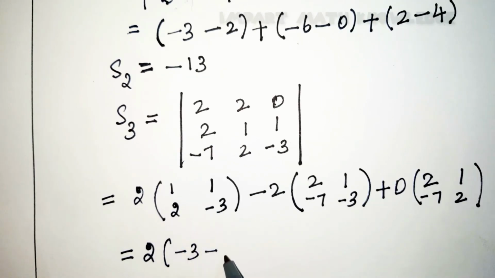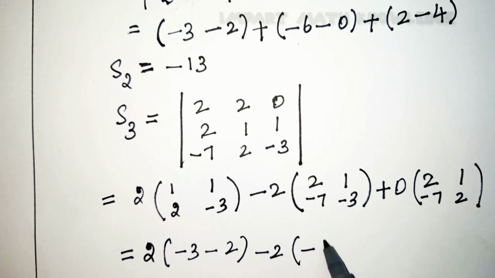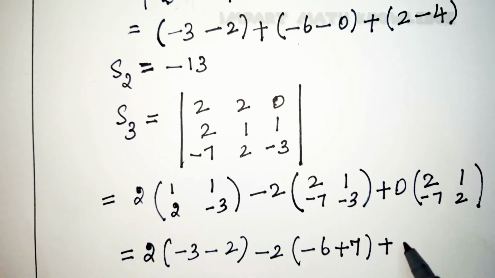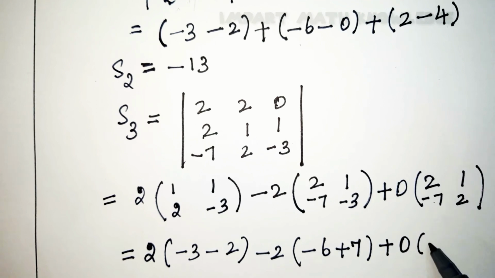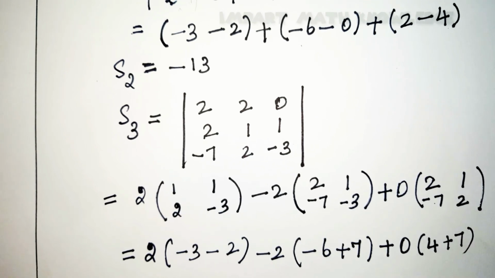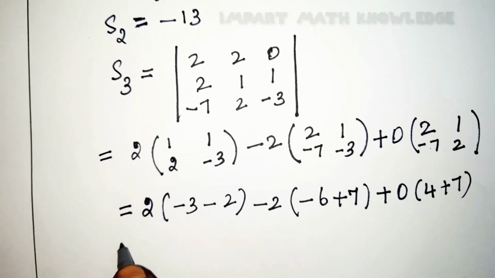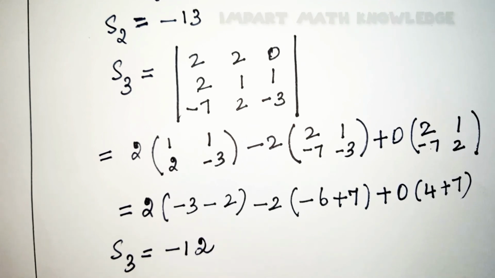Minus 2 into 1 is 2. Minus 2. 2 into minus 3 is minus 6. Minus 7 into 1 is plus 7. Plus 0. 2 into 2 is 4. Minus 7 into 1 is minus 7. Minus of minus 7 is plus 7. S3 is equal to minus 12.